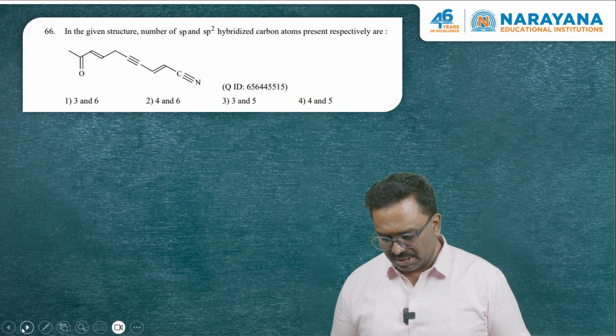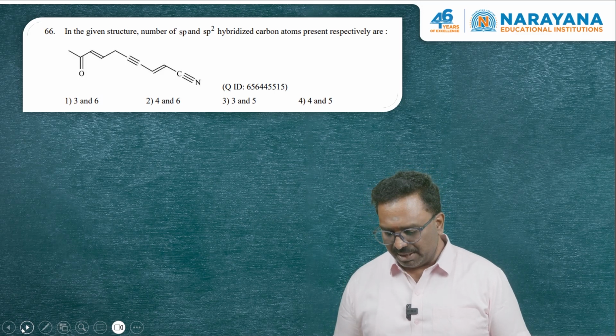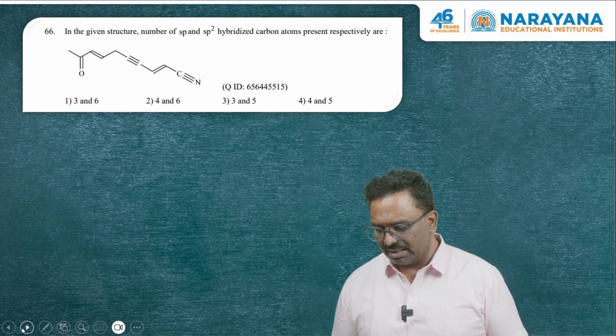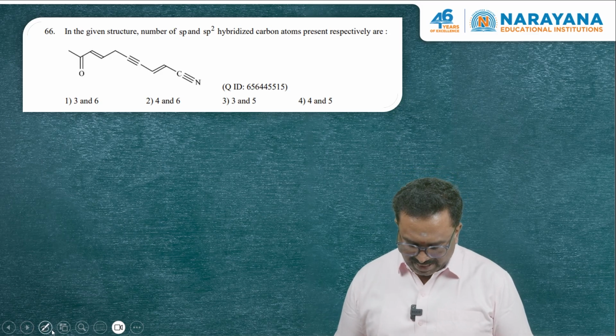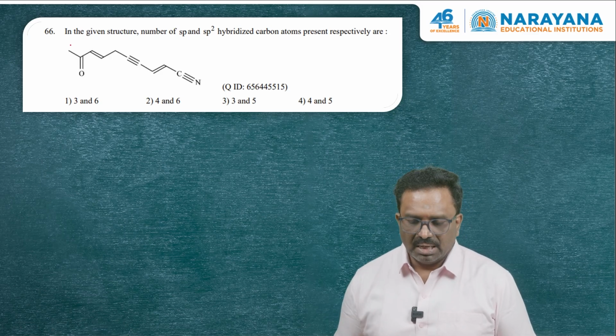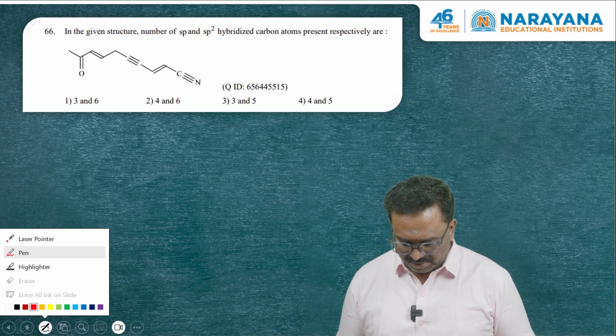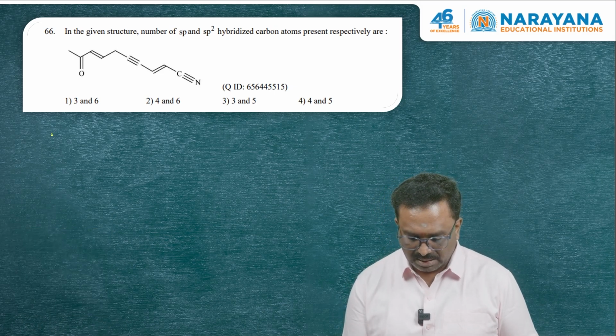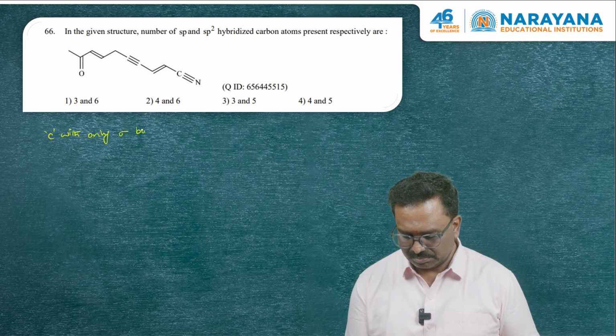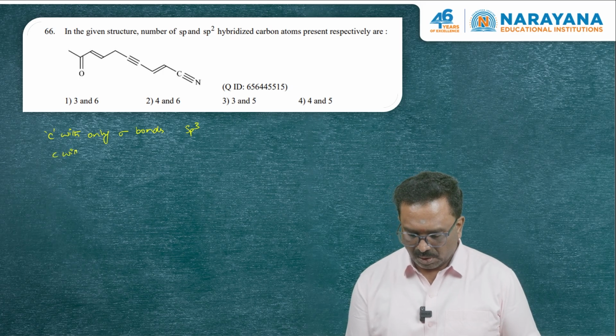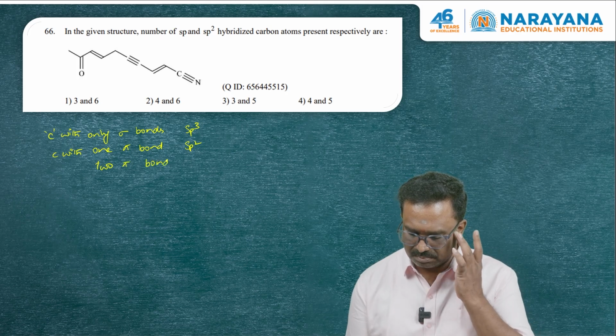In the given structure, the number of sp, sp2 hybridized carbon atoms present respectively are. We can identify in this: carbon with only sigma bonds is sp3. Carbon with one pi bond is sp2. Carbon with two pi bonds is sp.